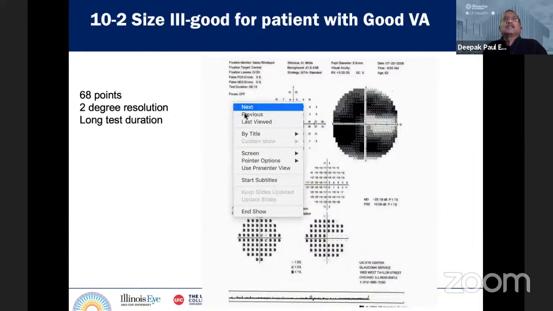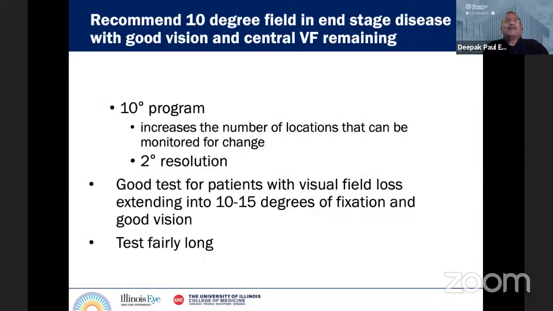Let me go back. For many of these patients with small central islands, the 10-degree field, or the 10-2 visual field, is probably a better field to follow. It increases the number of locations that can be monitored in the central visual field. It has a 2-degree resolution. The downside is that the test is fairly long, and it does not have the SITA algorithm built into this testing strategy.